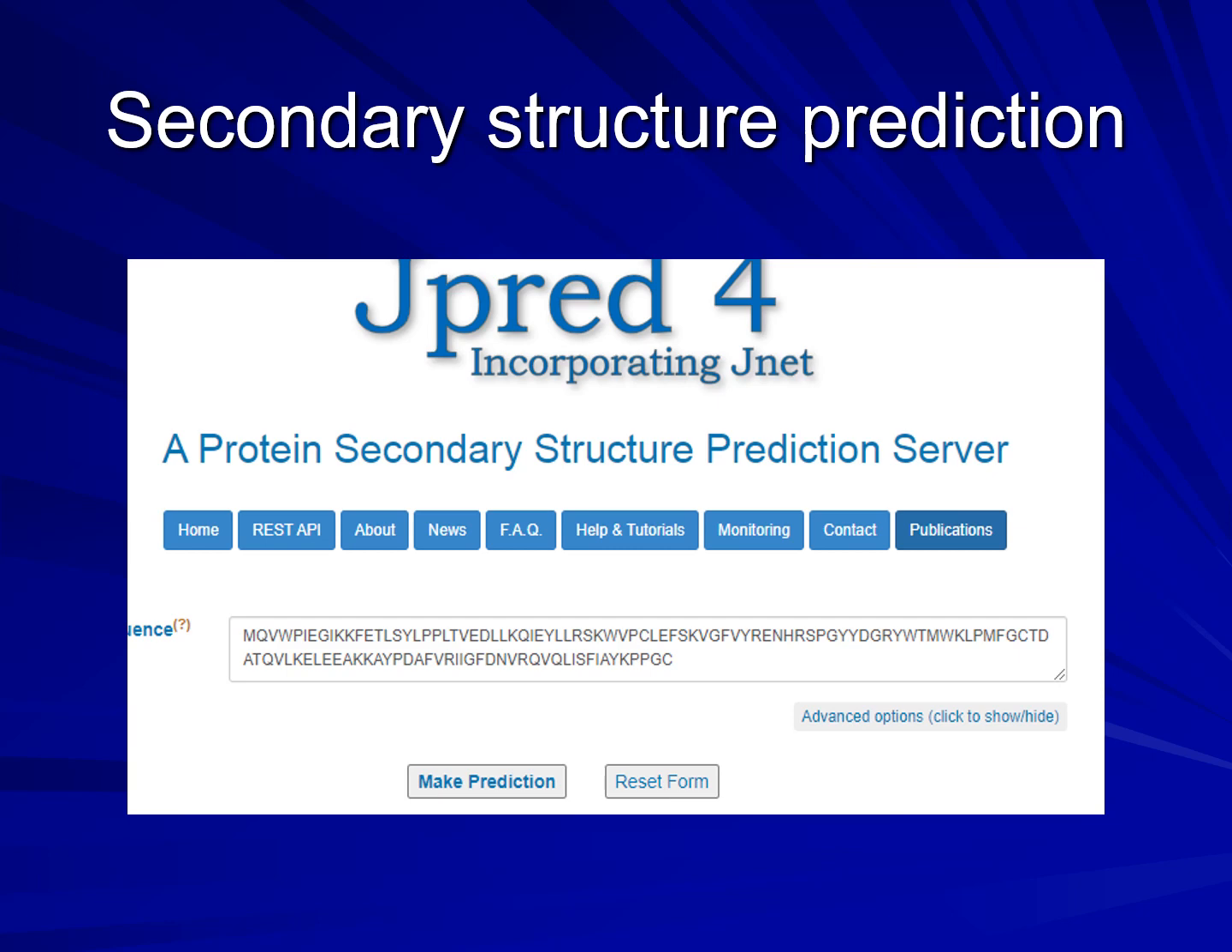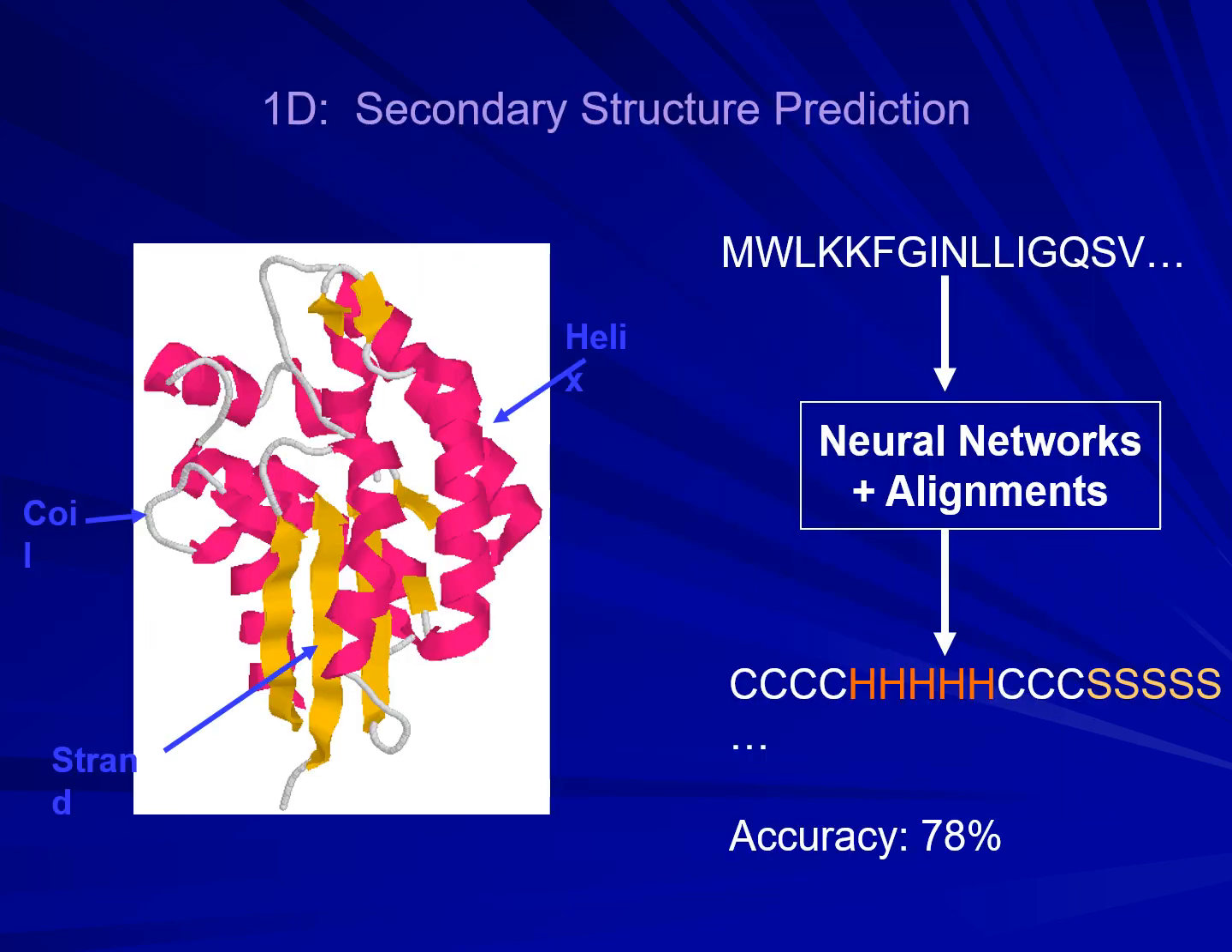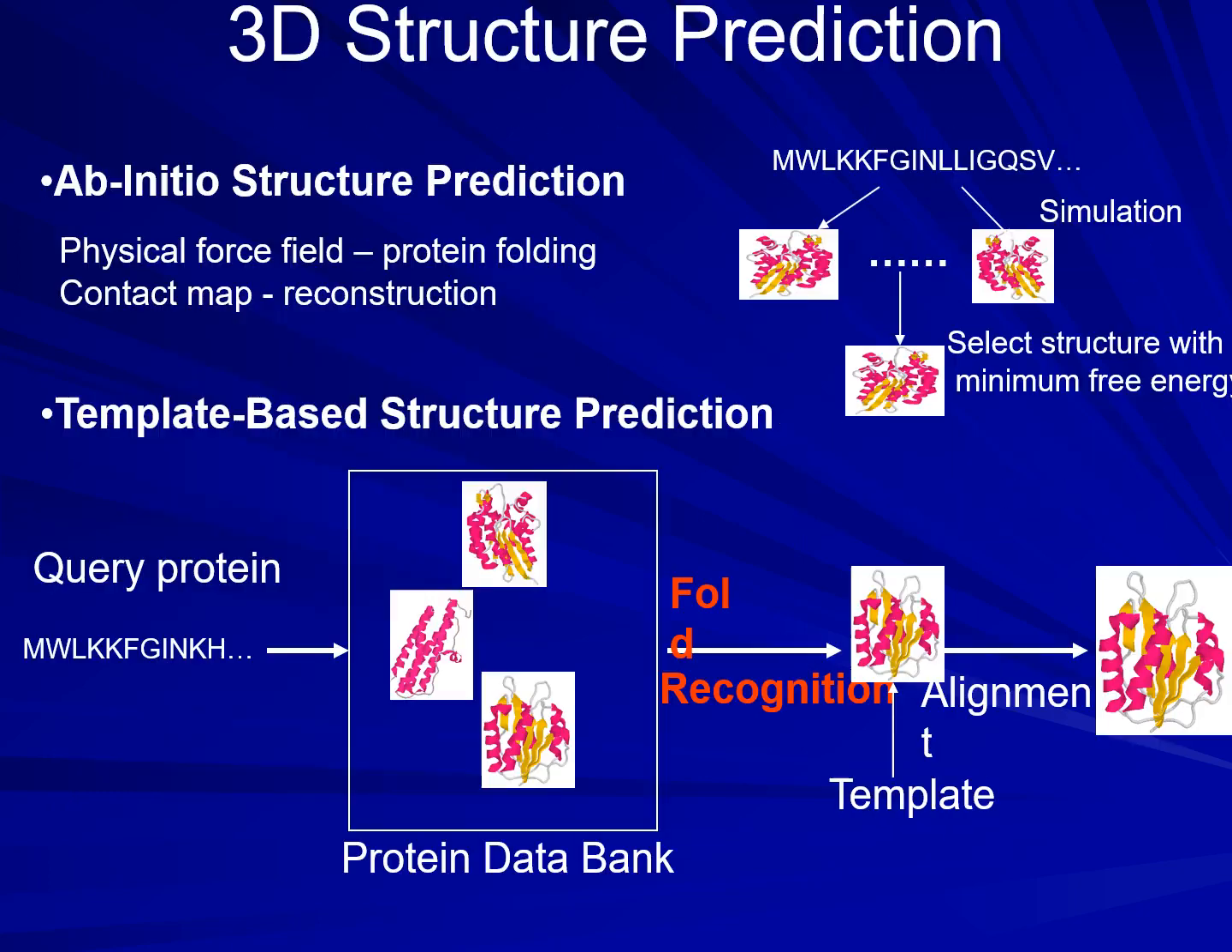These software are very user friendly. You can directly paste your sequence in the search box and make a prediction. After clicking on make prediction, you will get the secondary structure result. Algorithms such as neural networks and alignment produce the secondary structure information. Coil, helix, and strand information can be produced. So how many strands, how many beta pleated sheets, and how many helices are present in the protein can be predicted by using this software.